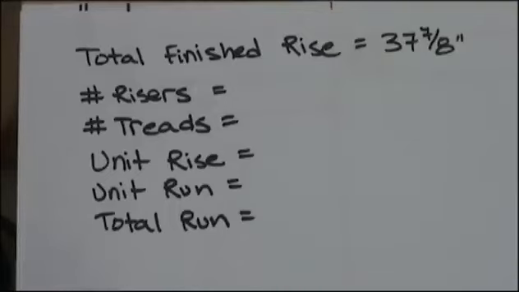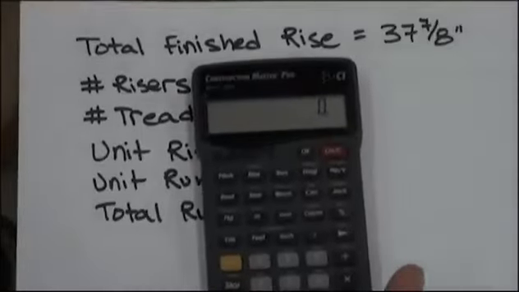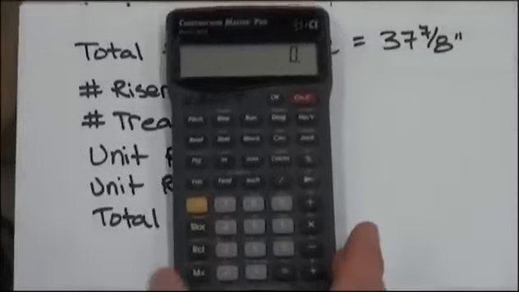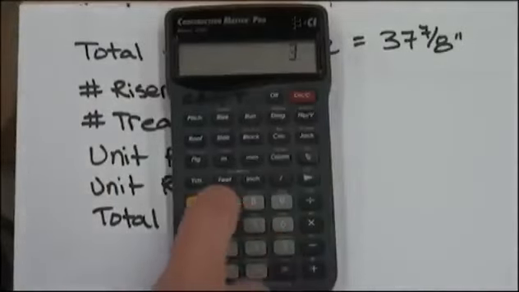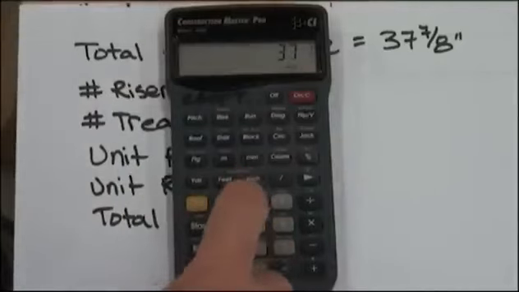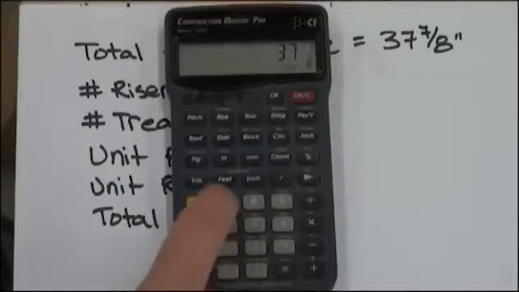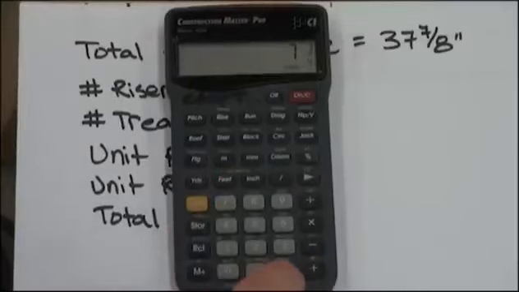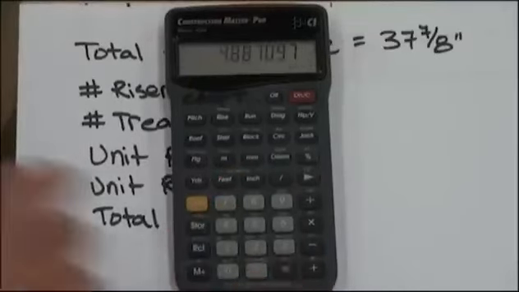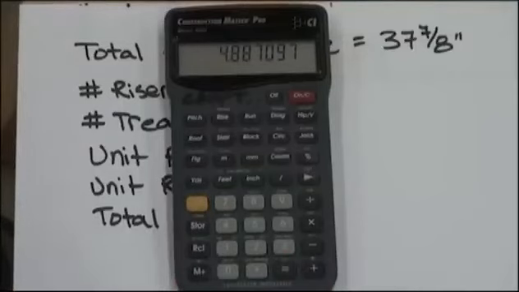So we're going to take our total finished rise and divide that by the maximum rise that we're allowed to have by code. That maximum rise is 7 3/4. So we're going to type in our total rise, 37 inches and 7/8, and divide by 7 inch and 3/4, which is our maximum rise allowable. Our answer is 4.88 risers.